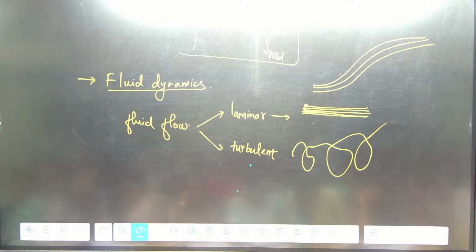So under laminar, the first point is fluid goes layer by layer. Second point, it is also called streamline flow.